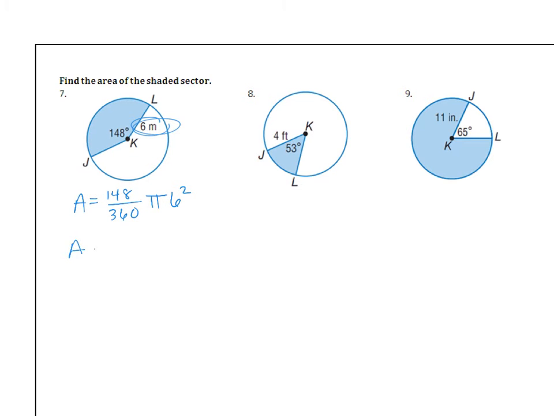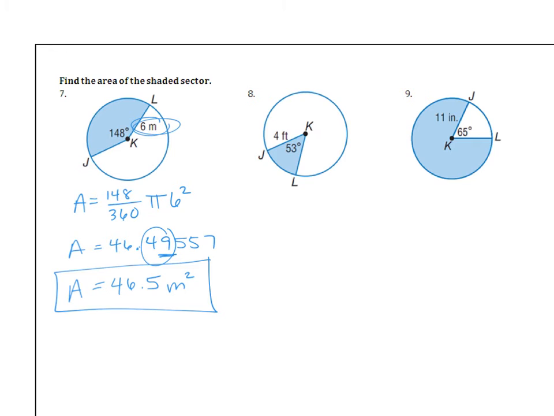You end up with 46.49557. If you want to round to the nearest hundredth, you're going to take that 49 and round it up to a 50. So it's going to be 46.50, and it's going to be meters squared. Please try number 8 on your own and unpause the video when you're done.